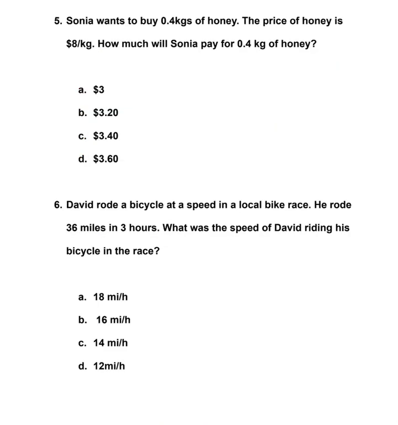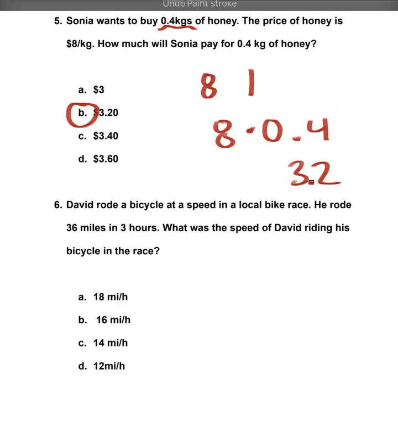5. Sonia wants to buy 0.4 kilograms of honey. The price of honey is $8 per kilogram. How much will Sonia pay for 0.4 kilograms of honey? So $8 per one kilogram. If we want to find 0.4, you would do 8 times 0.4, which would be 3.2. Because 8 times 4 is 32, and because there's a decimal point here, you have to put 1 here too.